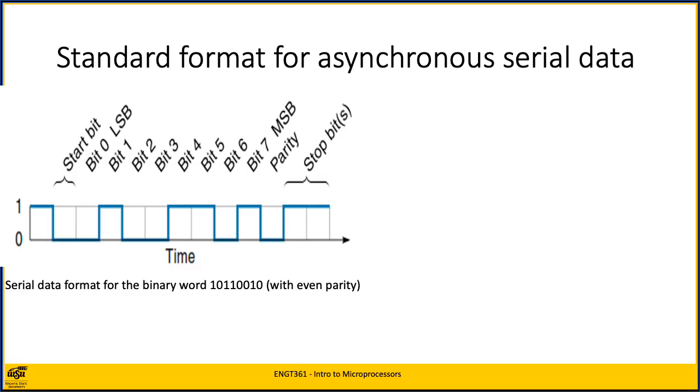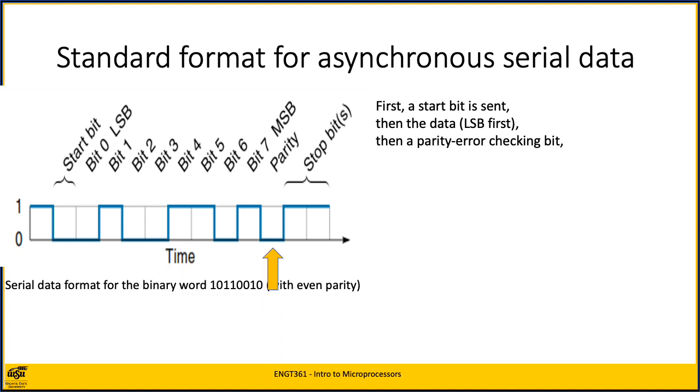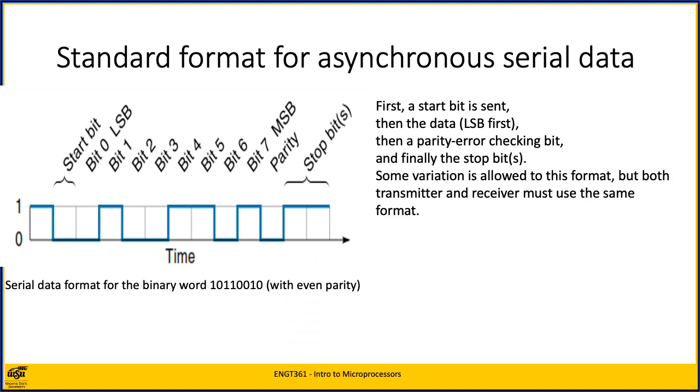This slide shows the standard format for asynchronous serial data. Note that the x-axis is time and not showing the signal progressing through the wire. It may help to think of the signal as moving from right to left. First, a start bit is sent, then the data with the least significant bit first, then a parity error checking bit, and finally the stop bit or bits. Some variation is allowed in this format, but both transmitter and receiver must use the same format.